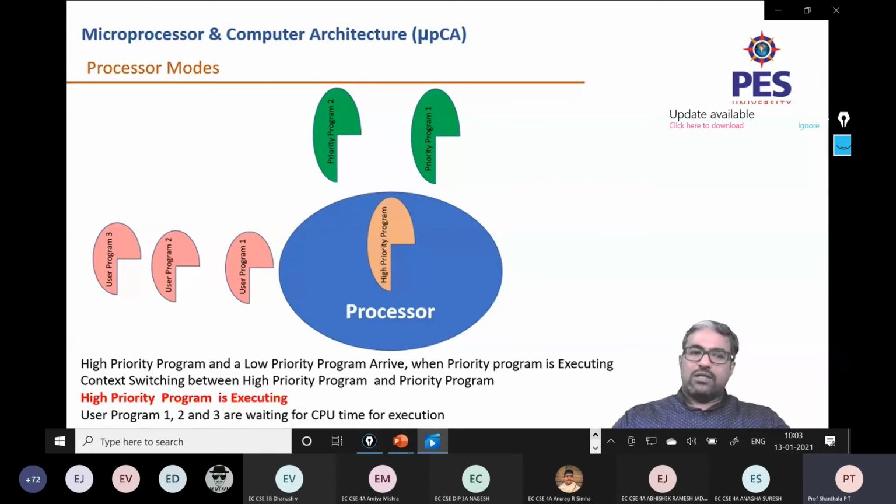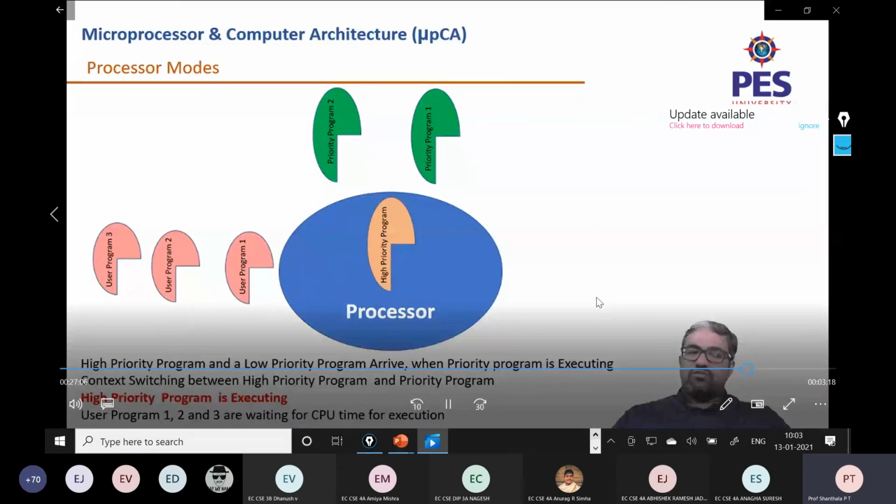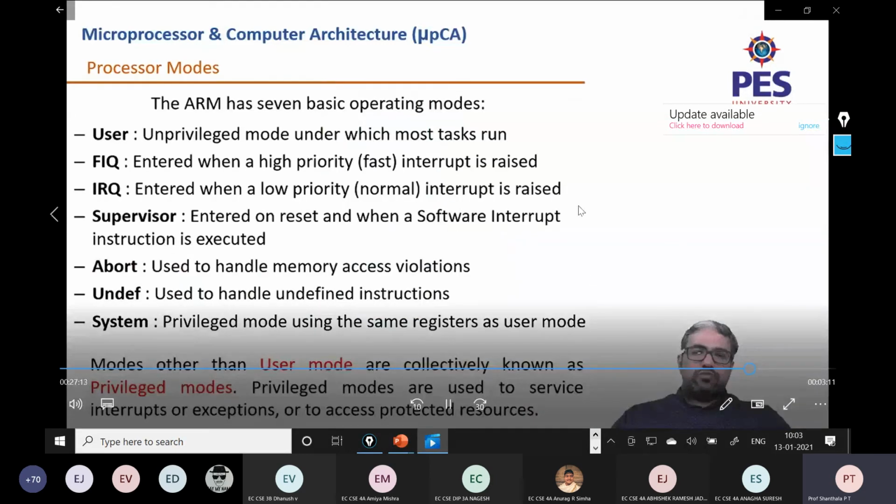So do remember the terminology of context switching, the interrupt, and the significance of low priority, high priority, and user programs. User programs are always low priority. If I don't have any other program for execution, only then will the user program be given a chance for execution. So now we can understand the different modes.